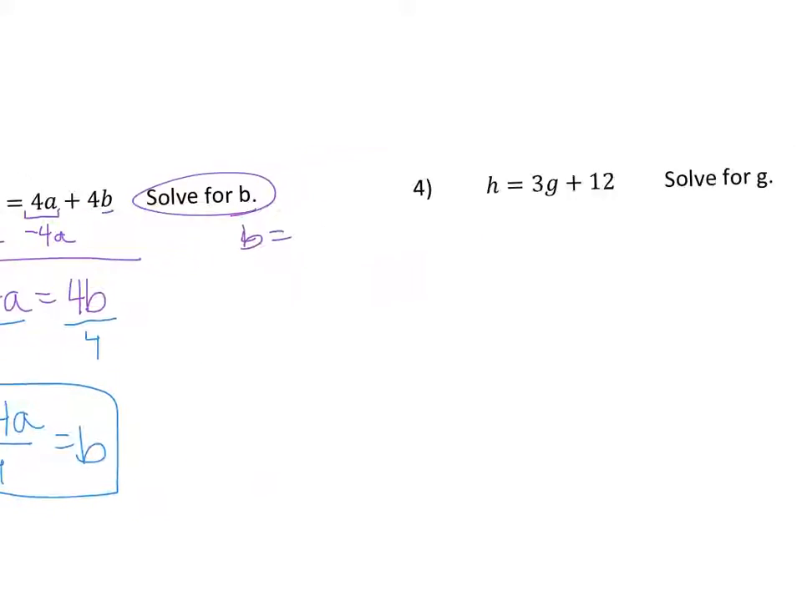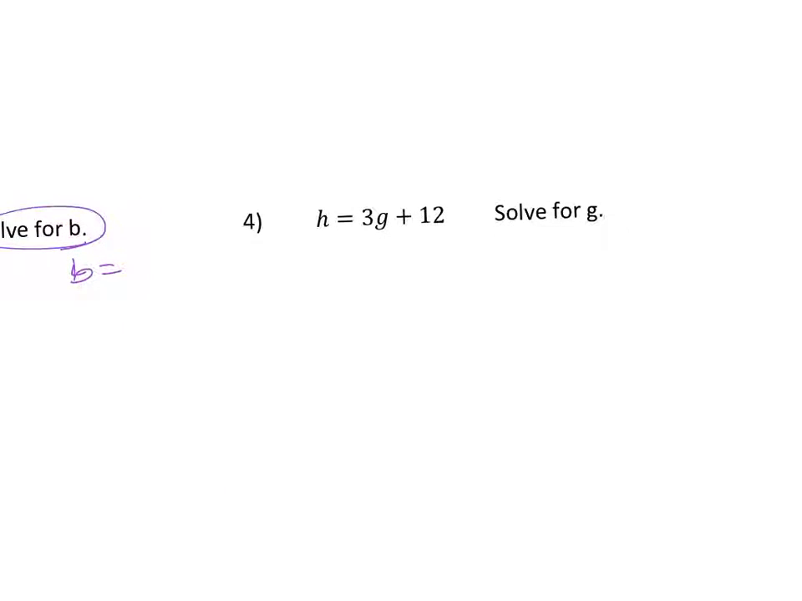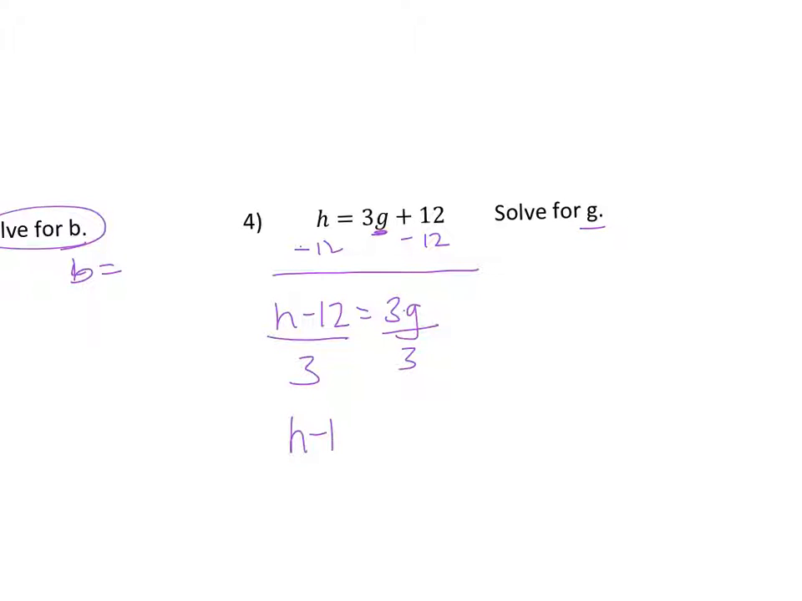Okay, and then last one over here, number 4, we want to solve for g. So I want to get this g by itself, but first I want to get rid of my constant, so I'm going to subtract 12 from both sides. You end up getting h minus 12 is equal to 3g. Now I want to get that g by itself, so I divide both sides by 3. So we end up getting h minus 12 all over 3 is equal to g. And then that's your final answer.